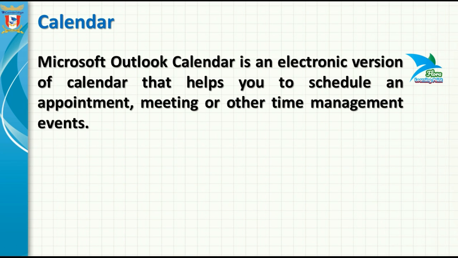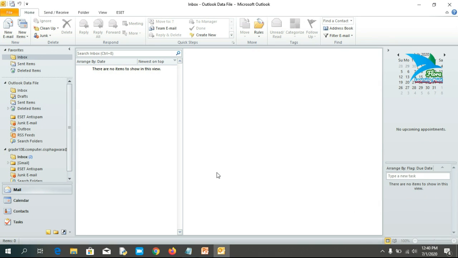So let's discuss a calendar. Microsoft Outlook calendar is an electronic version of a calendar that helps you to schedule an appointment, meeting, or other type of time management events. So let's start with how to open calendar.